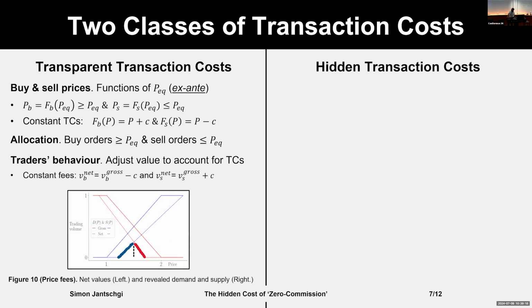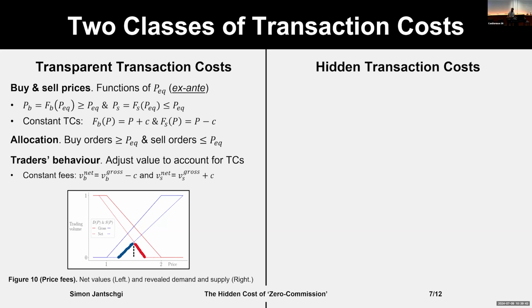So what it's going to look like is as follows. You see the true incoming demand and supply, which is the solid lines. Traders are going to adjust for the transaction costs, giving you the net demand and supply. The net demand and supply, where it's intersecting, is going to be the equilibrium price, and you're going to execute all buy orders in red that are strictly above the equilibrium price, and all sell orders, which is the blue line, which are below the equilibrium price.